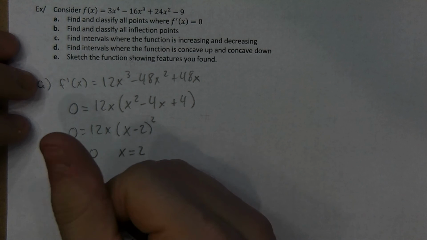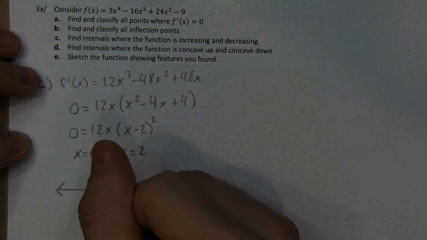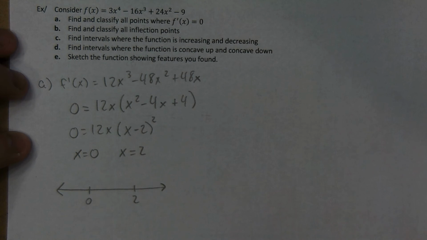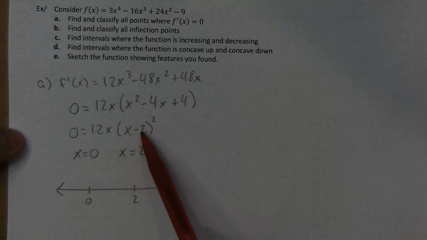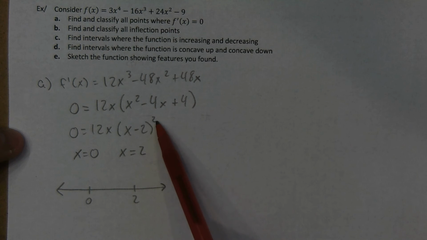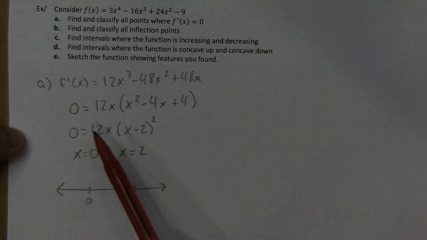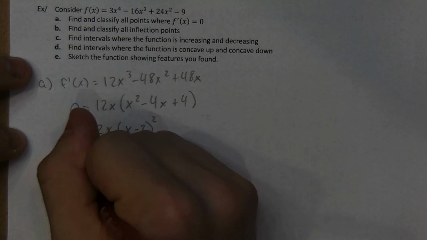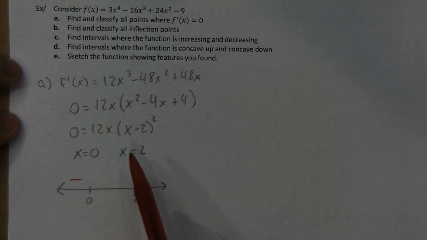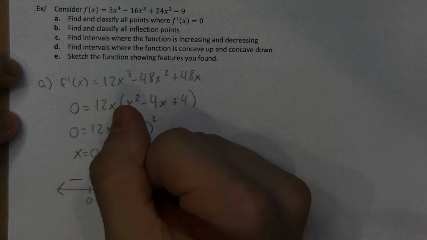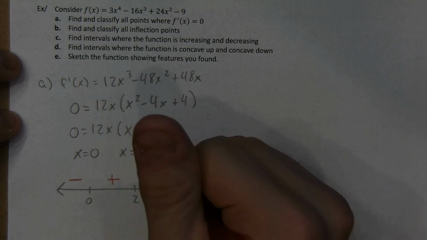Time for a sign diagram. Let's plug in a negative number. Guess what? It doesn't matter what you plug in here. Because it's squared, this thing is always going to be positive. So if we plug in a negative number, we have negative times positive. Now if you plug in a number like positive 1, you get positive times positive. And if you plug in a number like 3, you get positive times positive.